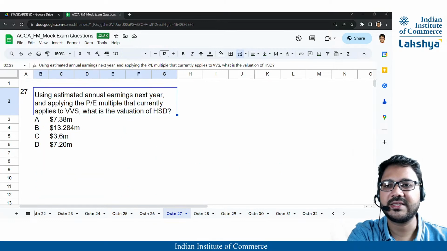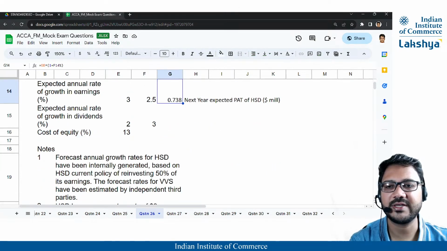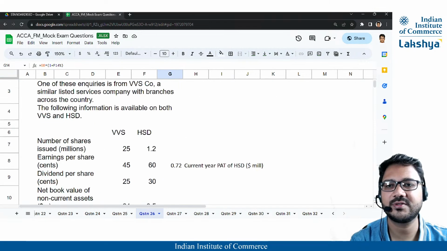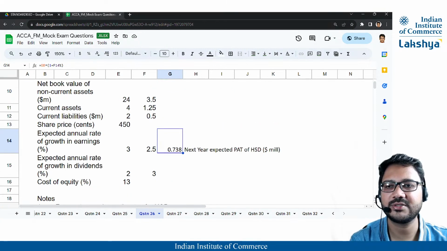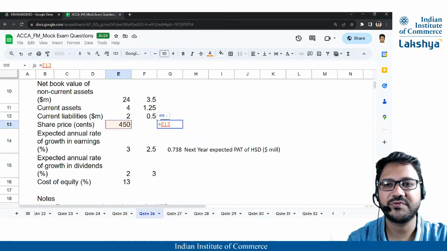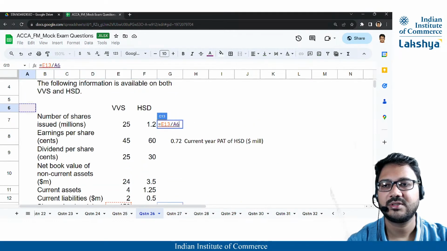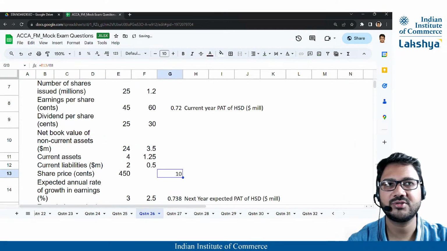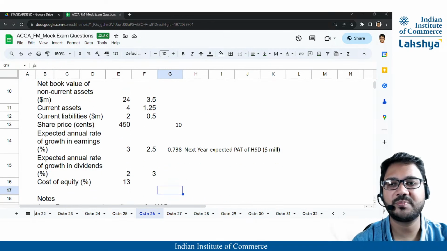Now, they say that the same PE multiple of VVS shall apply. So we first need to find the PE multiple of VVS. Price to earnings. Do we have the price? Yeah, 450 cents. Earnings are also in cents, so 450 over 45 gives 10 times. So we have to apply 10 times.